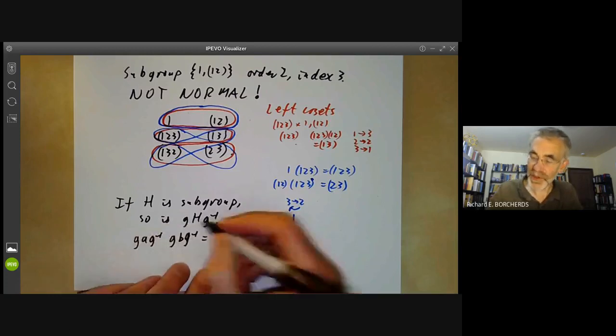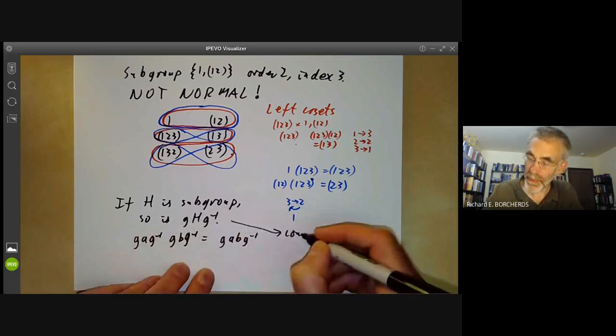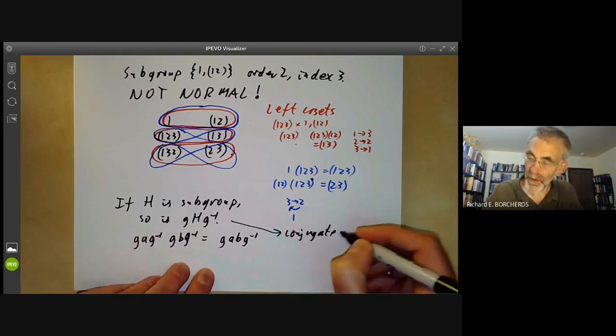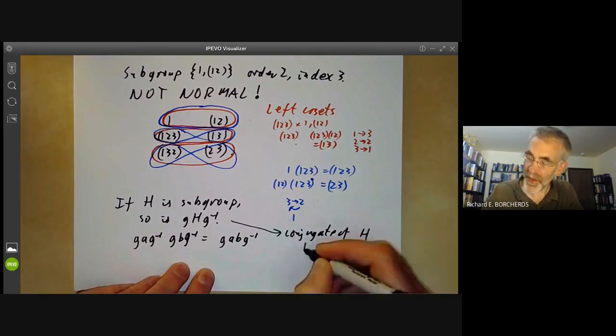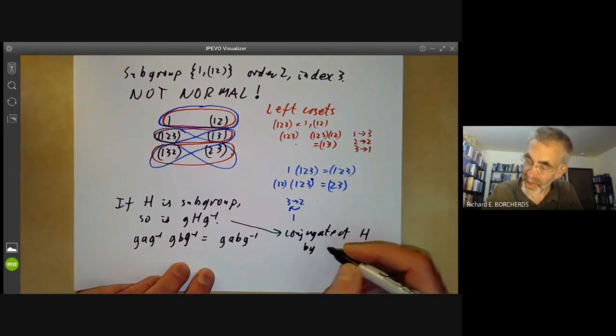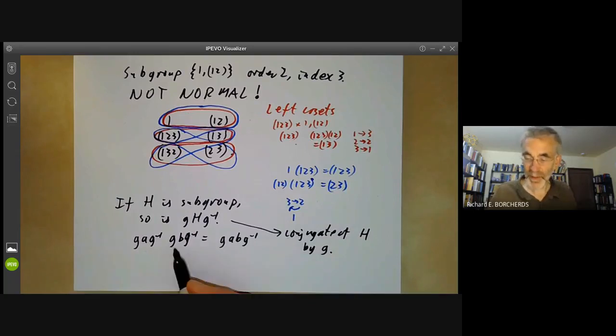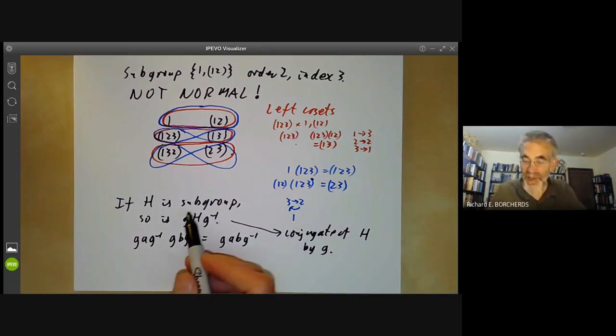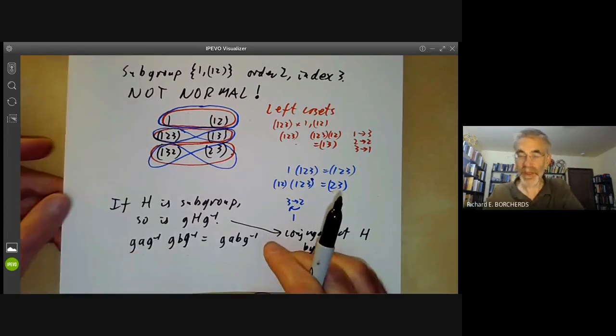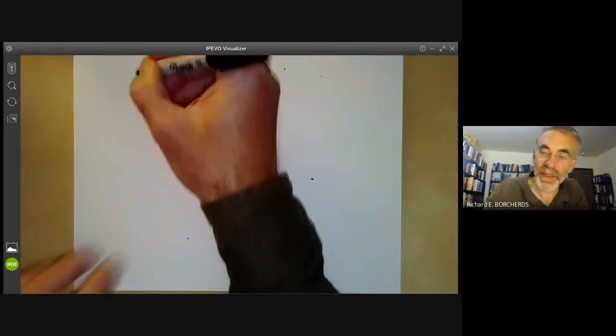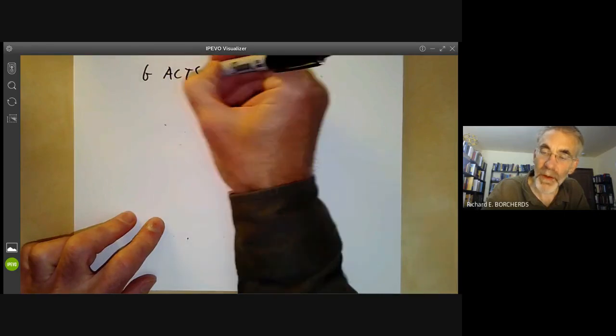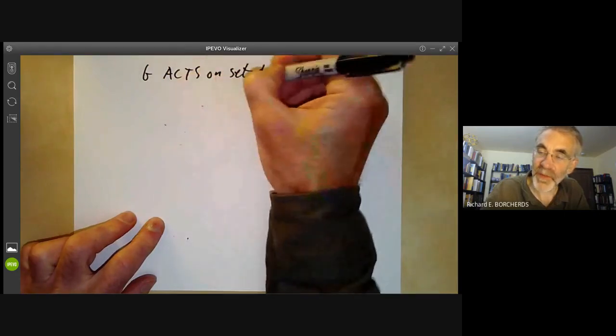This is called the conjugate of H by g. And if you think about it a bit, you will see that this is really an action of group G on the set of subgroups. So G acts on the set of subgroups.